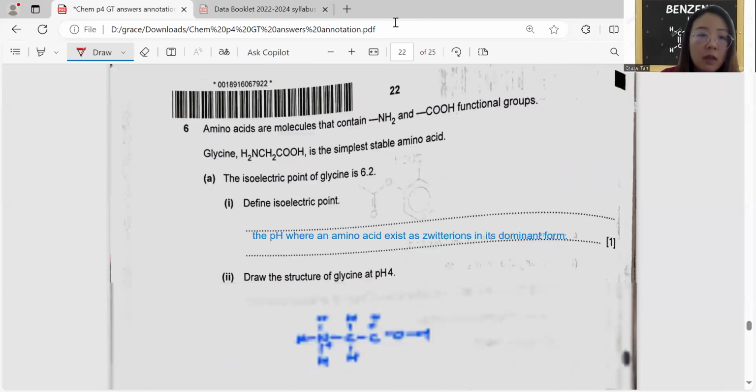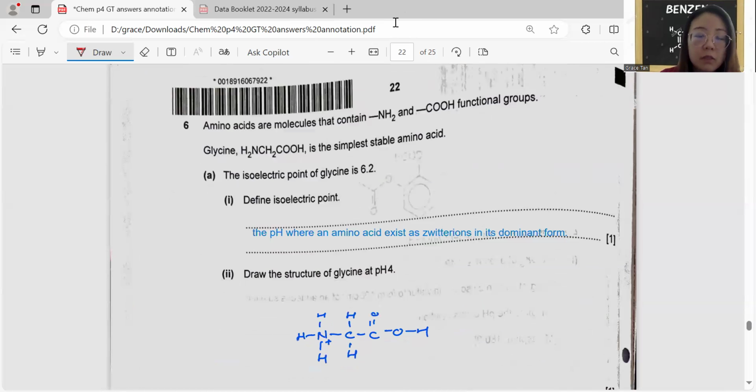Okay. Number 6, amino acids are molecules that contain an amino group and a carboxylic acid functional group. Glycine is the simplest stable amino acid, and the isoelectric point for glycine is 6.2. Define isoelectric point. It is the pH where the amino acid exists as a zwitterion in its dominant form. This one you memorize from the marking scheme of the previous past year paper.